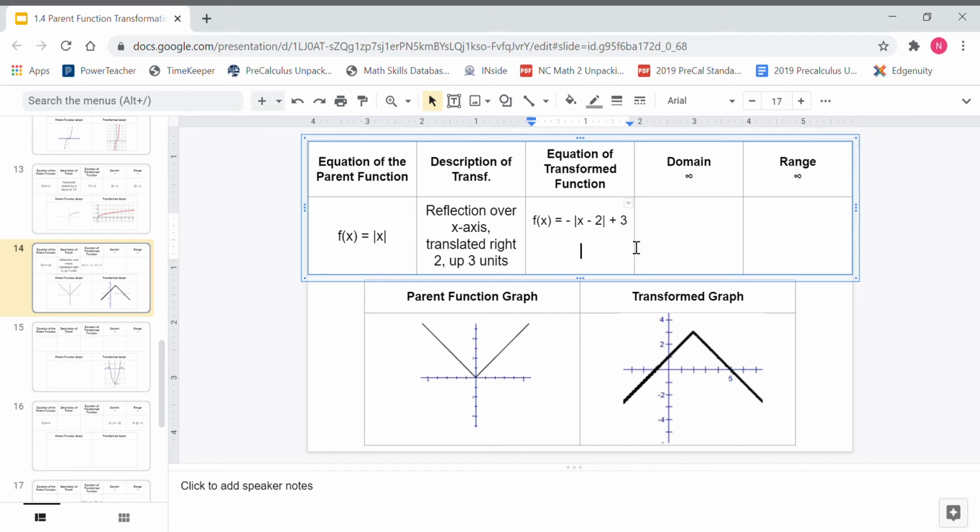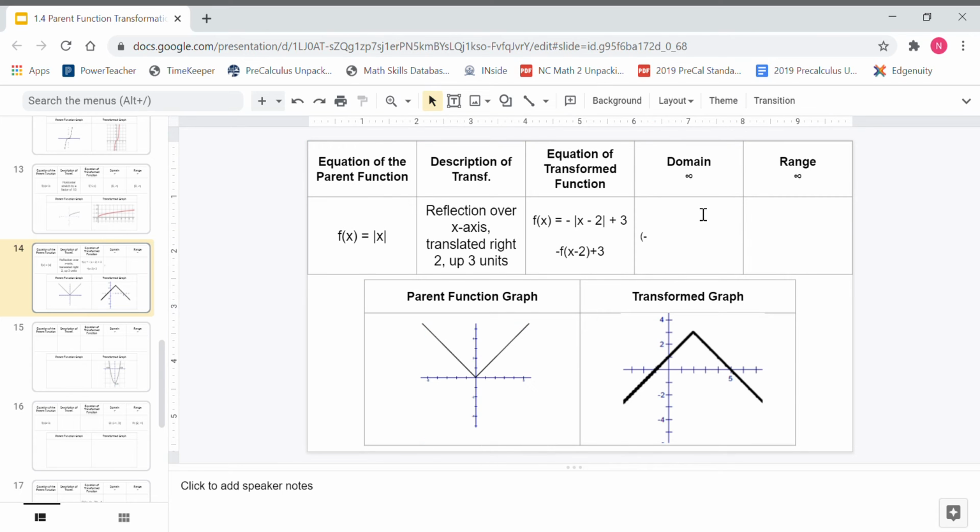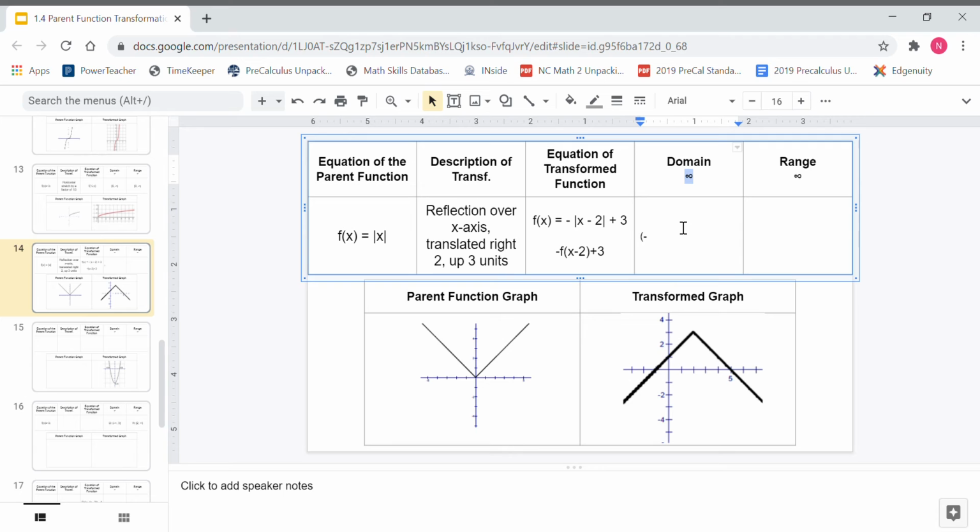All right, and then the second way that we can write it is just using the f of x. So if we have defined f of x as the absolute value of x, what we can do is say negative f of x minus 2 plus 3, as long as f of x has already been defined. And so a reflection over the x-axis, right 2 and up 3, doesn't affect your domain. Oops, I didn't have it copied and pasted anymore. All right. But it does affect your range because we have shifted it up off of that axis. And so my new range is going to be from negative infinity all the way up to 3.